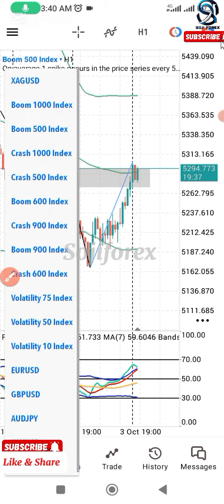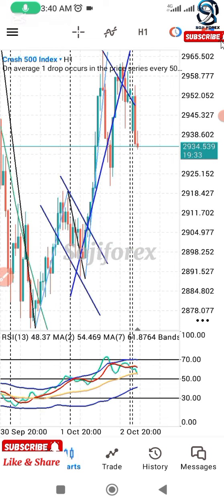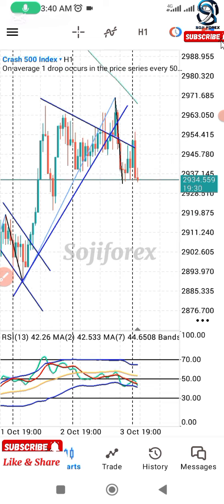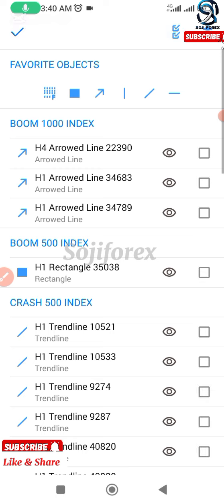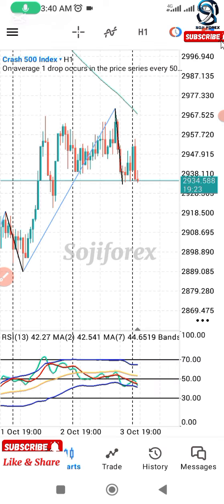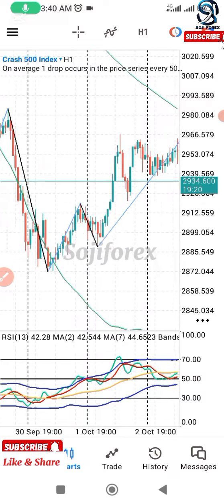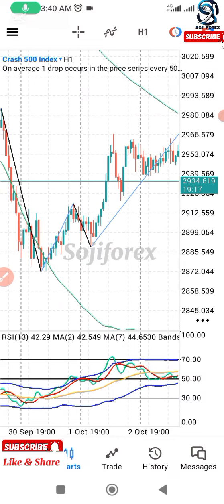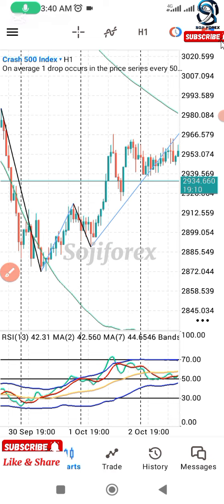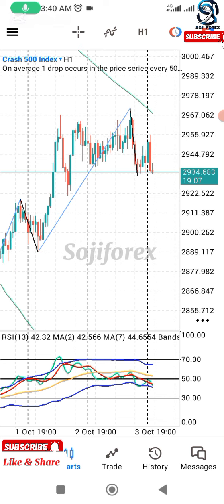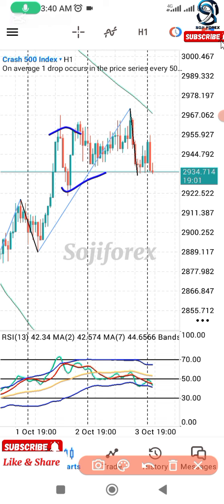So let's look at what next assets we can look at. Alright, this is Crash. Beautiful. This is Crash 500. So let me do this now. And Crash 500 is making an upward movement. Higher high, sorry, higher low, higher high, higher low. So if you go by this, our next point of movement we have here too: higher high, higher low, and now we have a new higher high.